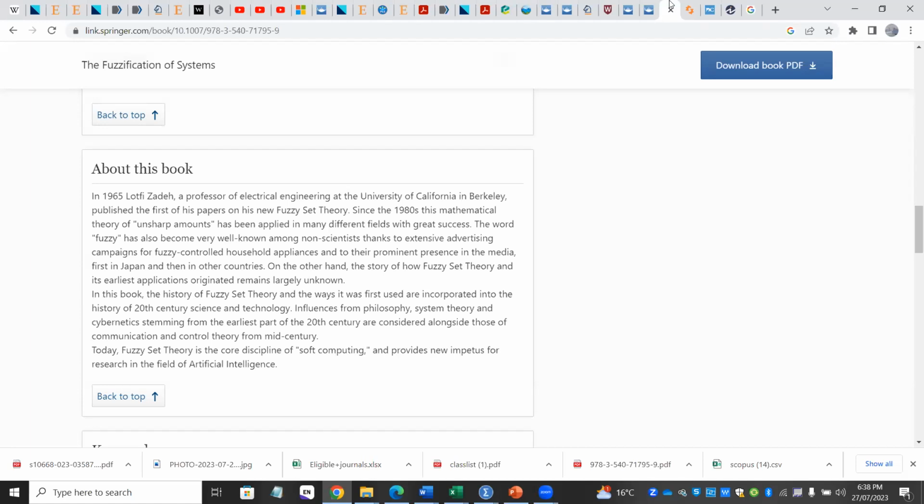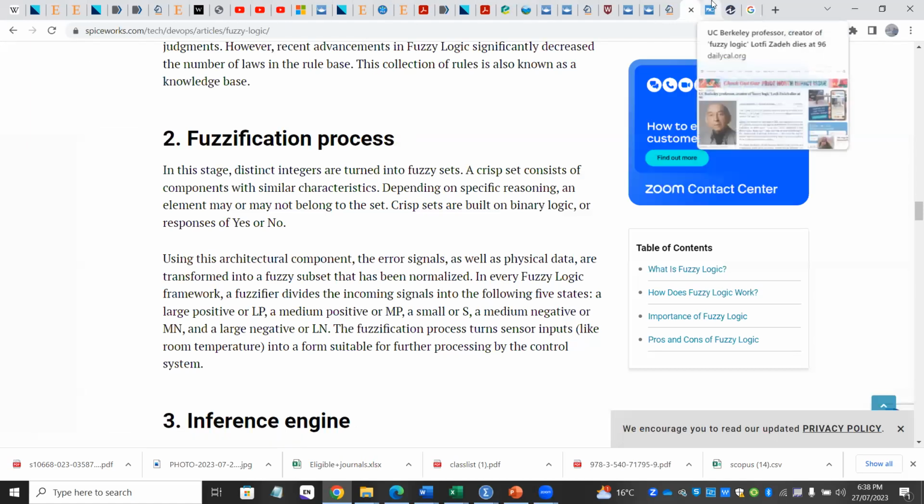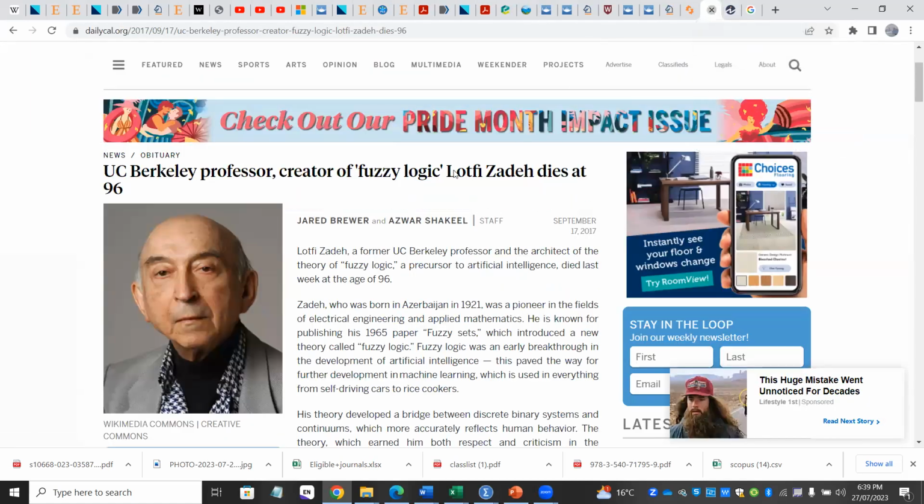Today, fuzzy set theory is the core discipline of soft computing and provides new impetus for research in the field of artificial intelligence. So anybody who wants to go into artificial intelligence, one of the things you will encounter in your studies is fuzzy synthetic modeling or fuzzy synthetic logic. So these are some of the things I just want to introduce you to so that you get the understanding.